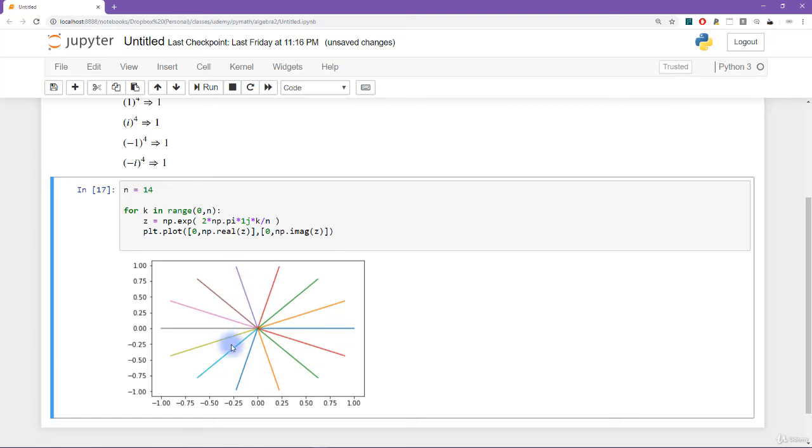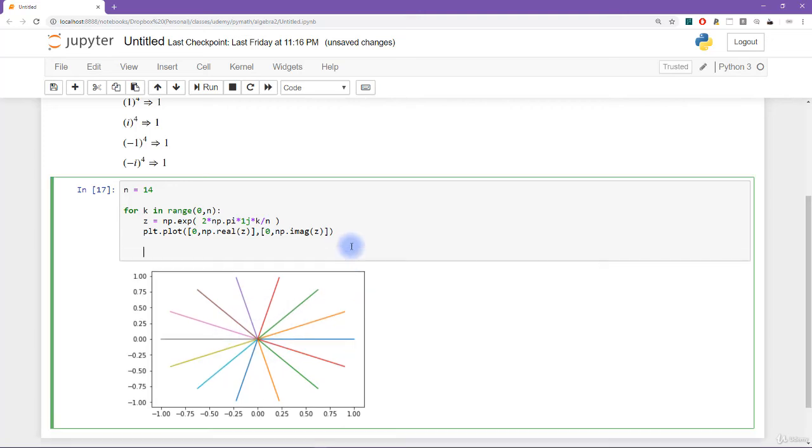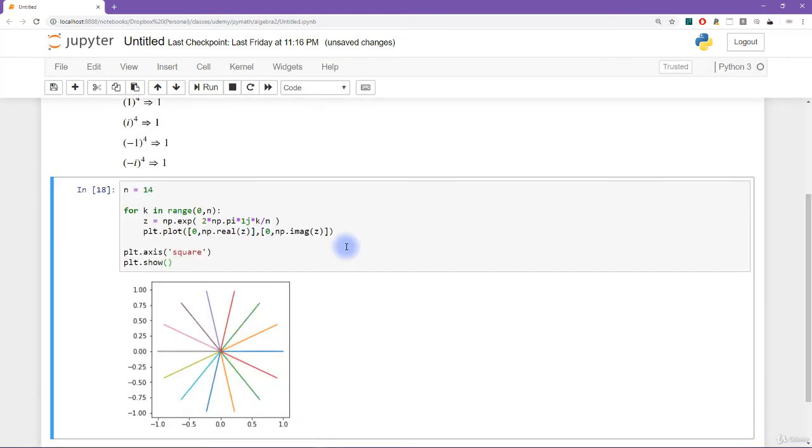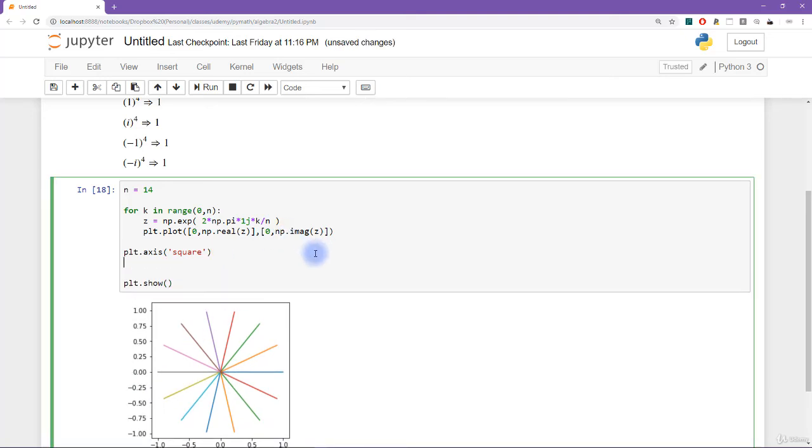Now to make this a little bit clearer, I want to make the plot look a little bit nicer. So one thing I'm going to do is make this a square plot. Okay, so that already looks a little bit nicer. And now what I think I would like to do is plot a circle around here. So you can see that these lie on the unit circle. So you might remember how to do that from a previous video.